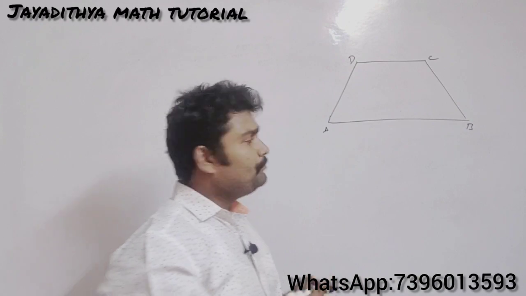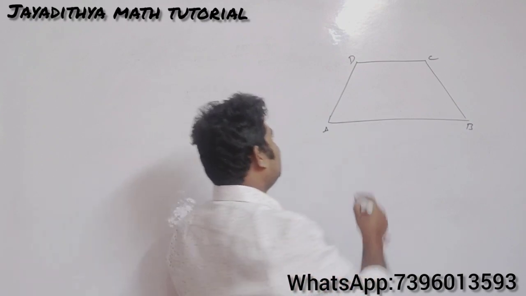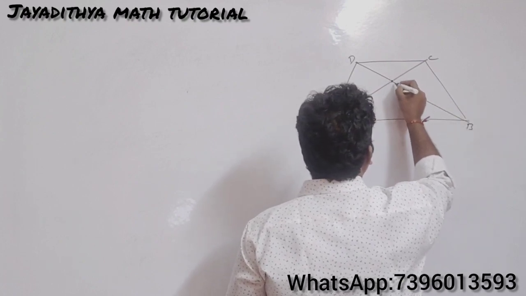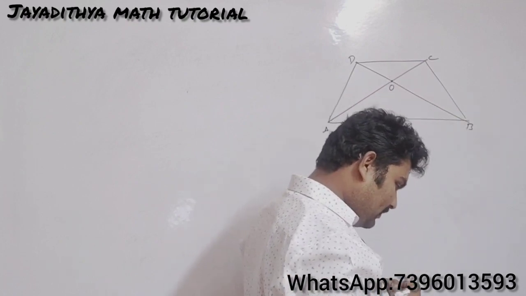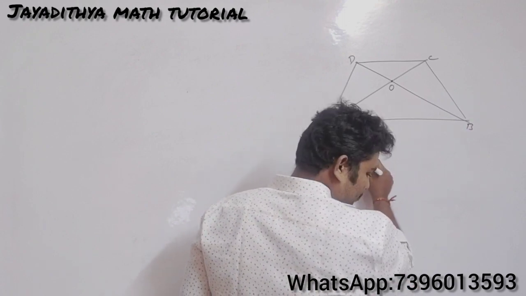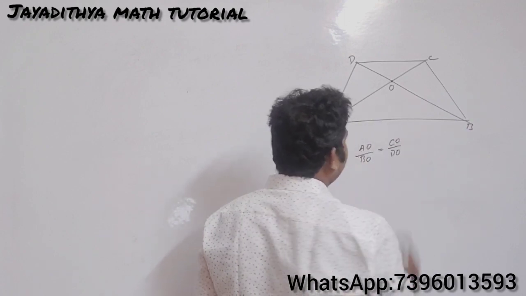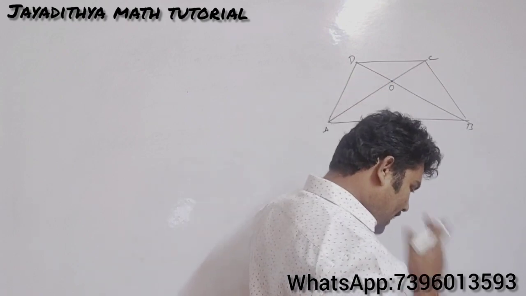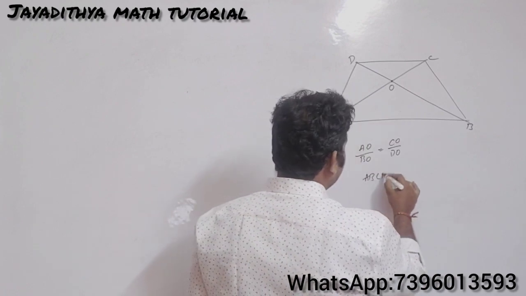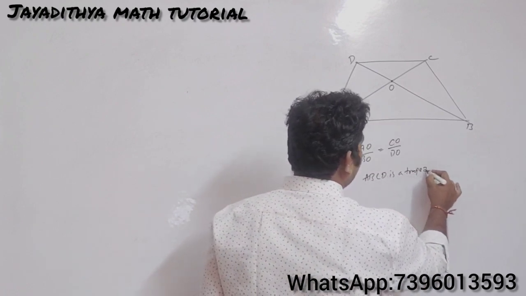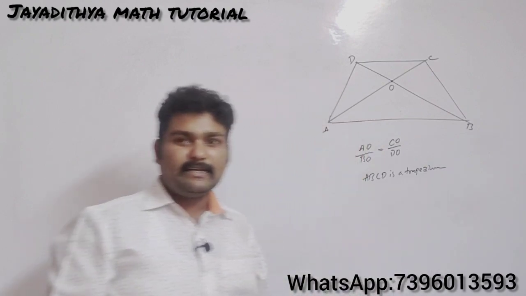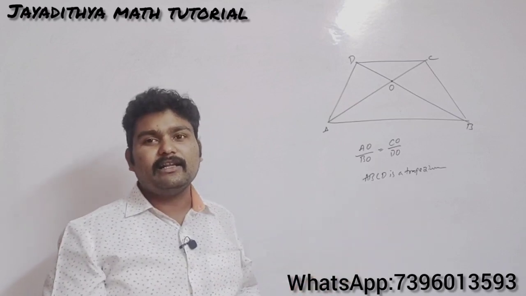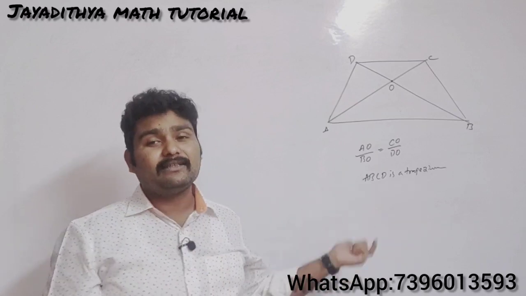Okay, ABCD. So in a quadrilateral ABCD, the diagonals intersect at O. The diagonals intersect at O here, and he has given one more condition that AO by BO is equal to CO by DO, and prove that ABCD is a trapezium. So we need to prove that ABCD is a trapezium. So whenever he is asking to prove some quadrilateral as some special quadrilateral, you need to know the properties of that special quadrilateral.